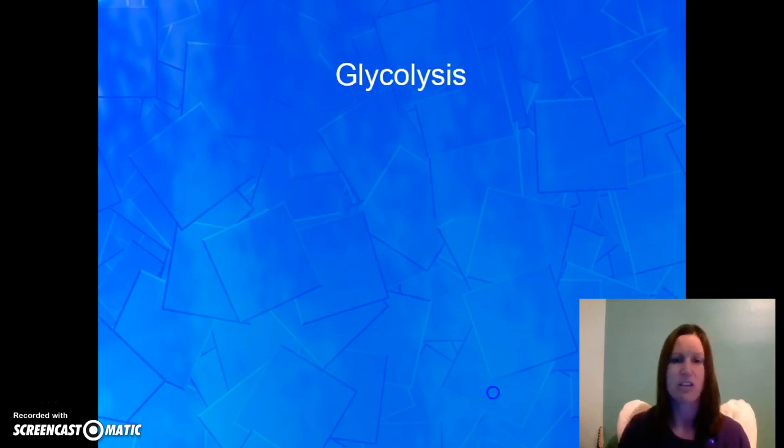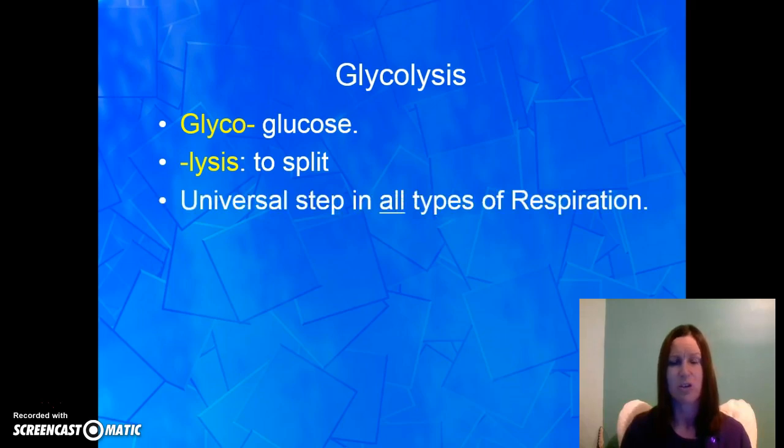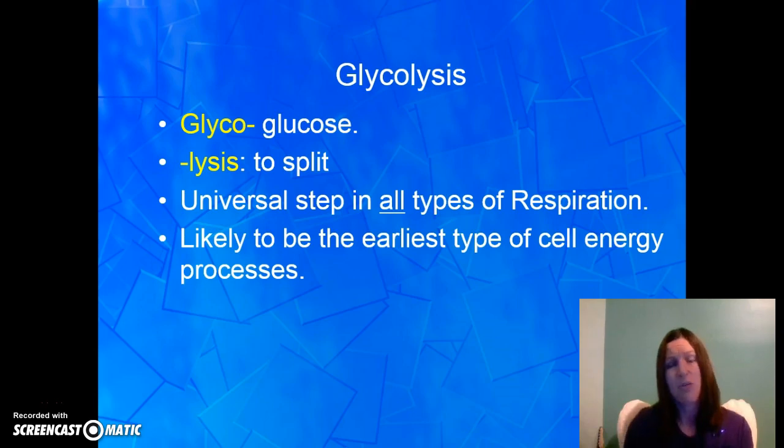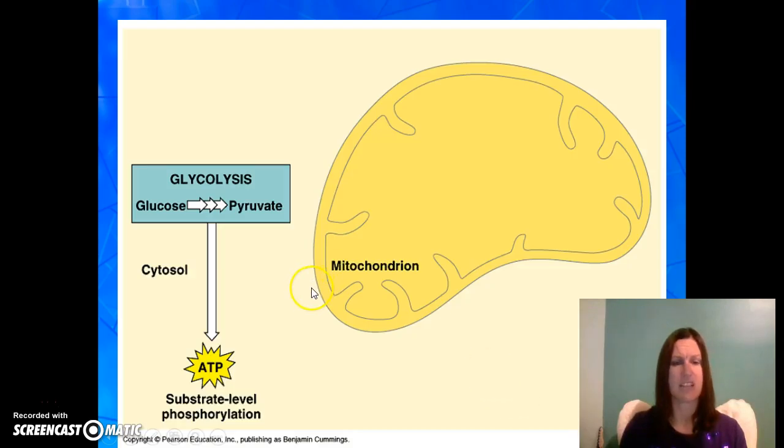So we're going to cover glycolysis really quick because it's pretty short and sweet. Glycolysis literally means splitting glucose. It is a universal step in all types of respiration. Okay, it is that first step of all respiration, and therefore it's likely to be the earliest type of cell energy process. Its function is to split glucose and produce NADH, ATP, and pyruvate, and its location is within the cytoplasm.